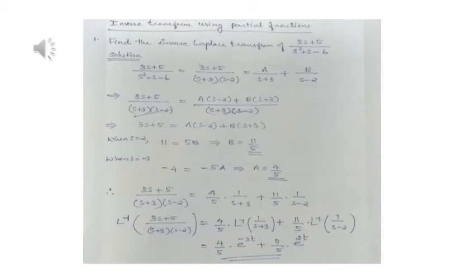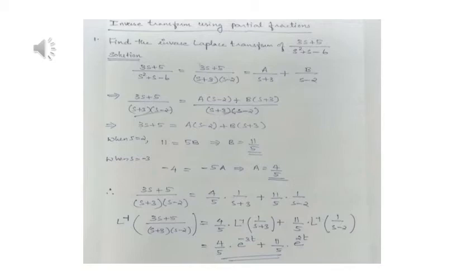Here is one example. Find the inverse Laplace transform of (3s plus 5) divided by (s square plus s minus 6). So this denominator is not a perfect square, so we cannot convert it into the (a plus b) the whole square form.